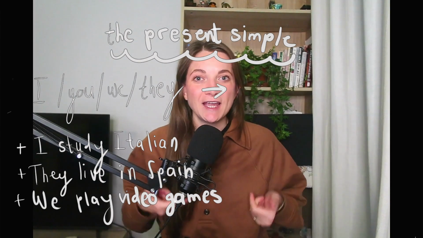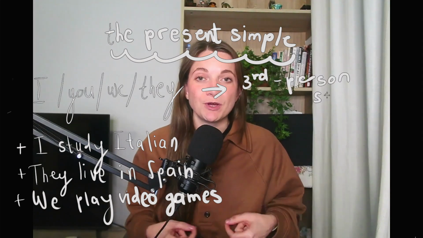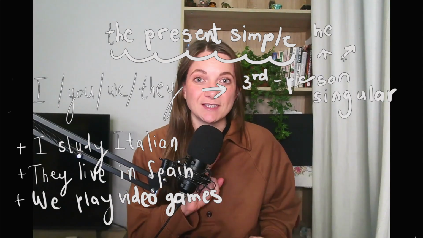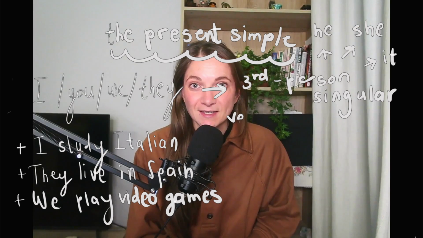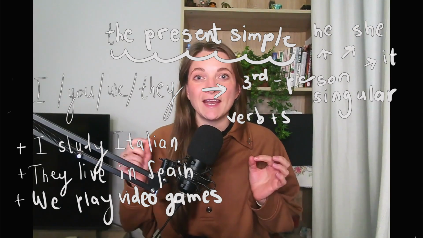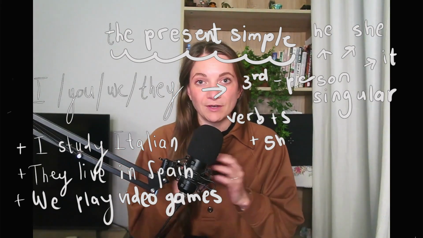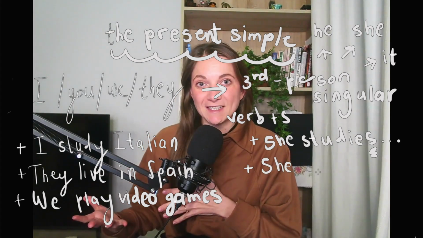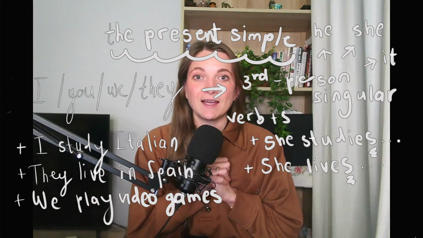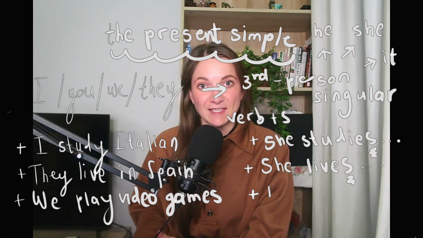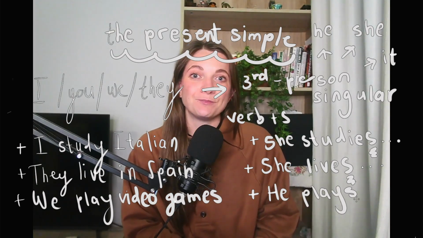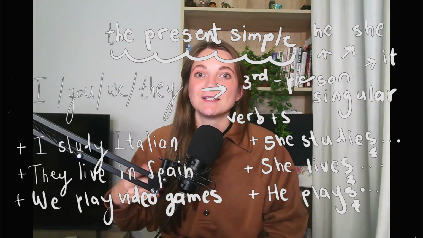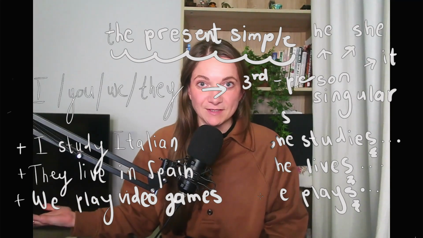However, when I change the subject to a third person singular subject, so this is he, she, or it, then I have to add an S to the verb. Okay, so I study Italian. She studies Italian. I live in Italy. She lives in Italy. They play video games. He plays video games.